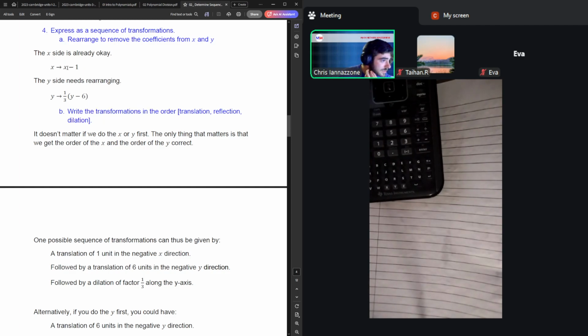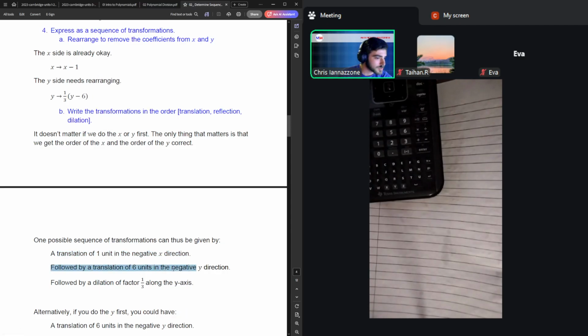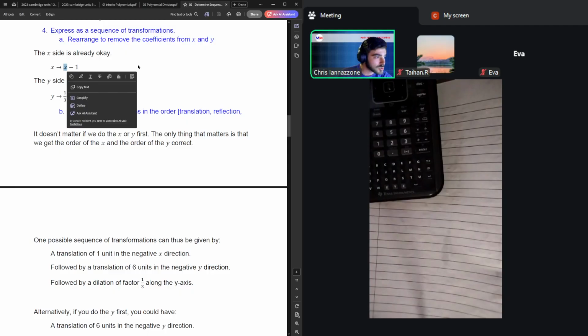But okay, so any pluses or minuses on a term are translations. So one way you could do it if you're doing translations first is to say a translation of 1 unit in the negative x direction. That's this thing. Followed by a translation of 6 in the negative y. That's this. Then you would go to reflections, of which there are none. Reflections are just a negative sign attached to the x or the y, respectively, of which there are none, so we can skip that over.